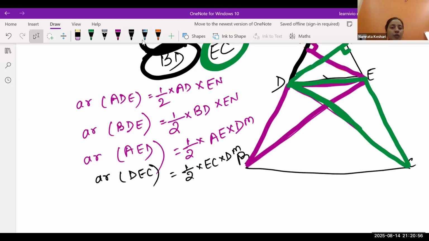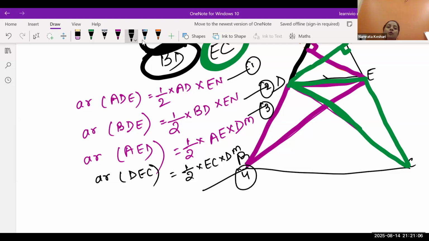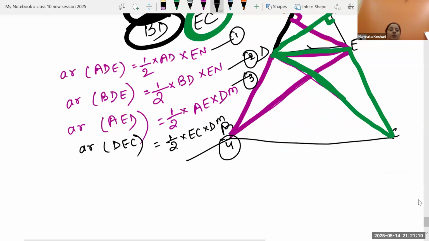Now you will be calling the first one equation number 1, the second one equation number 2, the third one equation number 3, and the fourth one equation number 4. Now you will be doing the division of equation 1 and 2. You will be doing the division of equation 3 and 4. Why? To make the ratio. To make the ratio, you need to divide equation 1 by 2. You need to do the division like this.